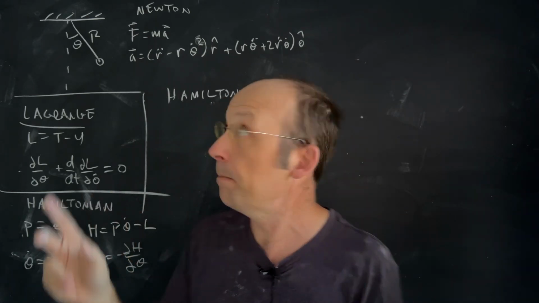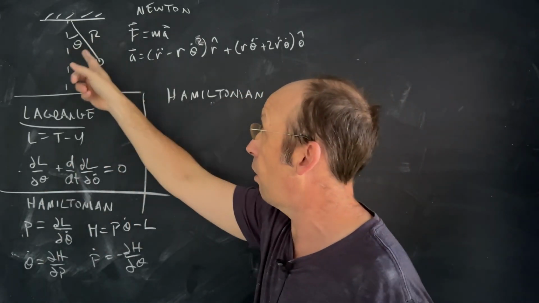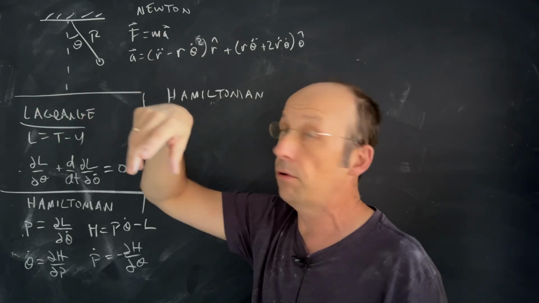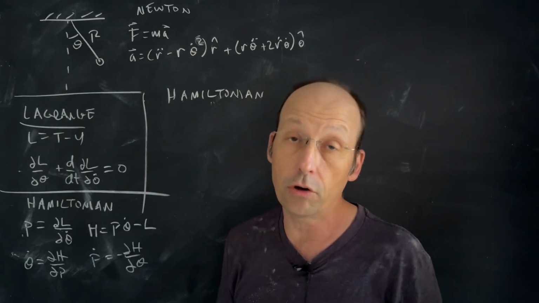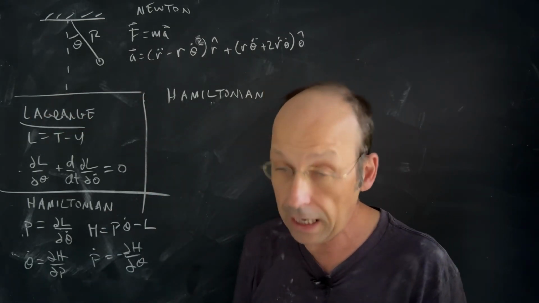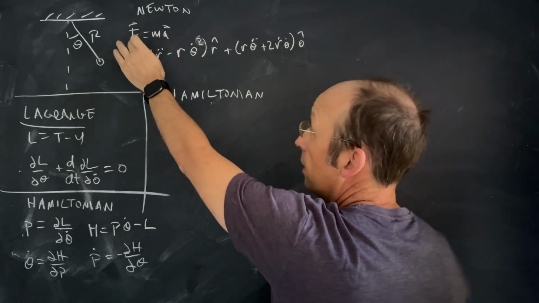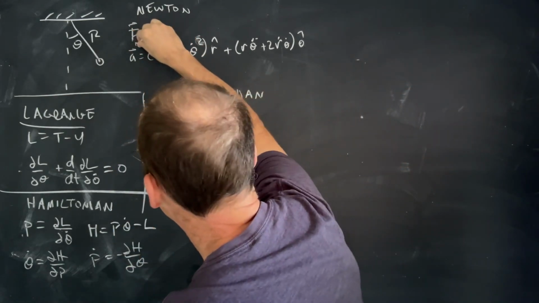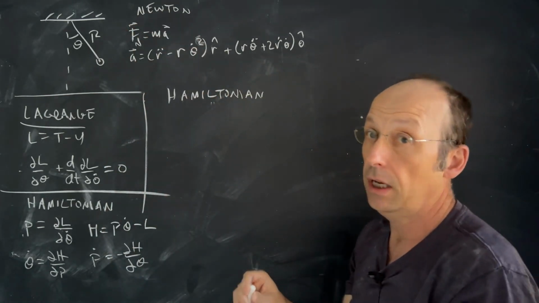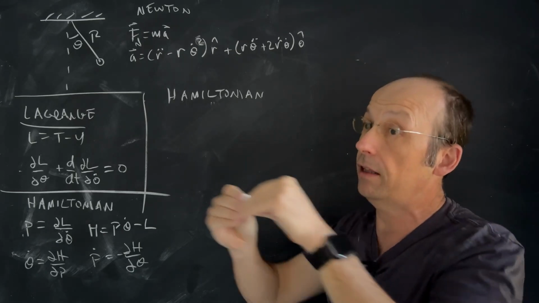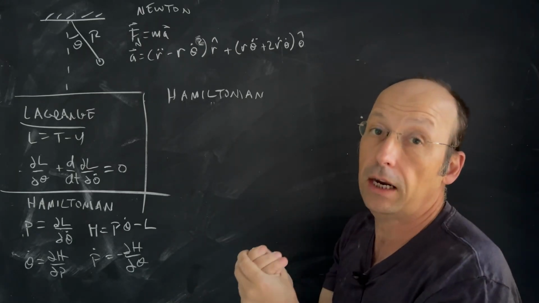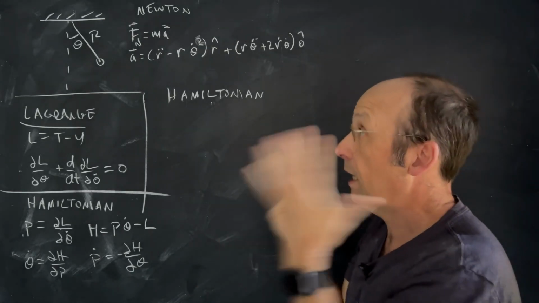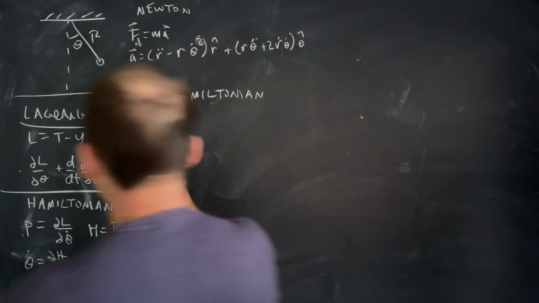Okay, pendulum, mass on a string of length r, displaced by an angle theta. Let's use Newtonian mechanics. Newtonian mechanics says that the net force is mass times acceleration. And if I know those forces, I can find the acceleration and everything's going to be great. That's what Newtonian mechanics does.